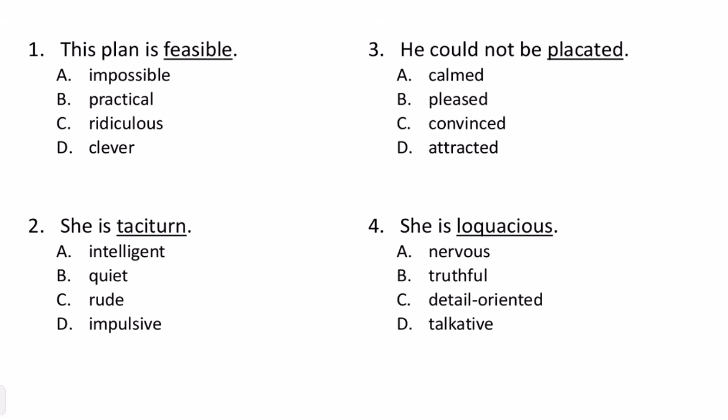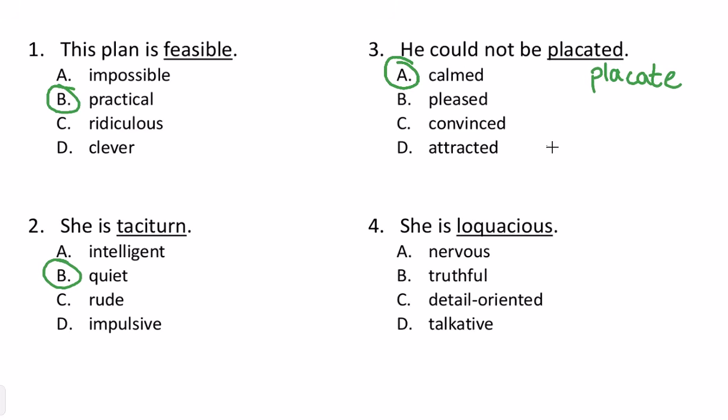Okay, number one, this plan is feasible. The correct answer for number one is practical. Number two, she is taciturn. Taciturn, the correct definition is quiet. He could not be placated. This comes from the idea of to placate somebody. Typically, we try to placate somebody when they're very angry. We're trying to make them less angry, make them calm down. So the correct answer is calmed.